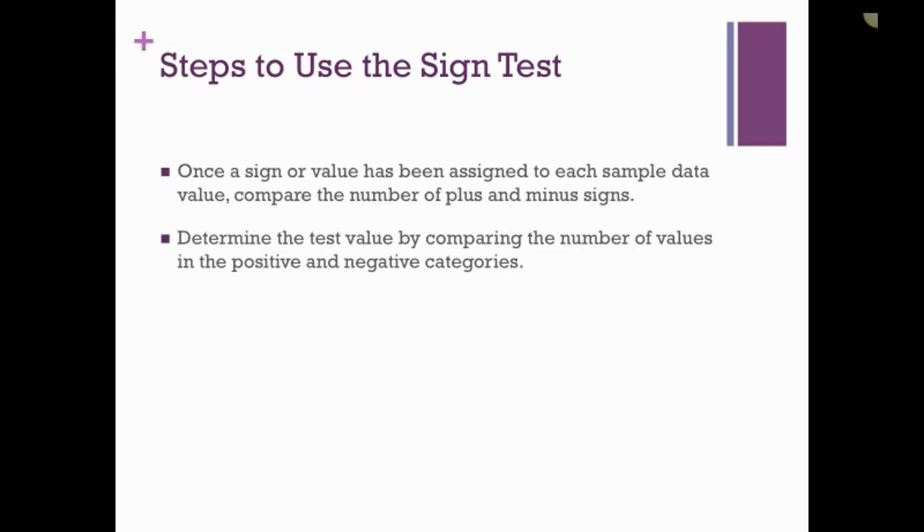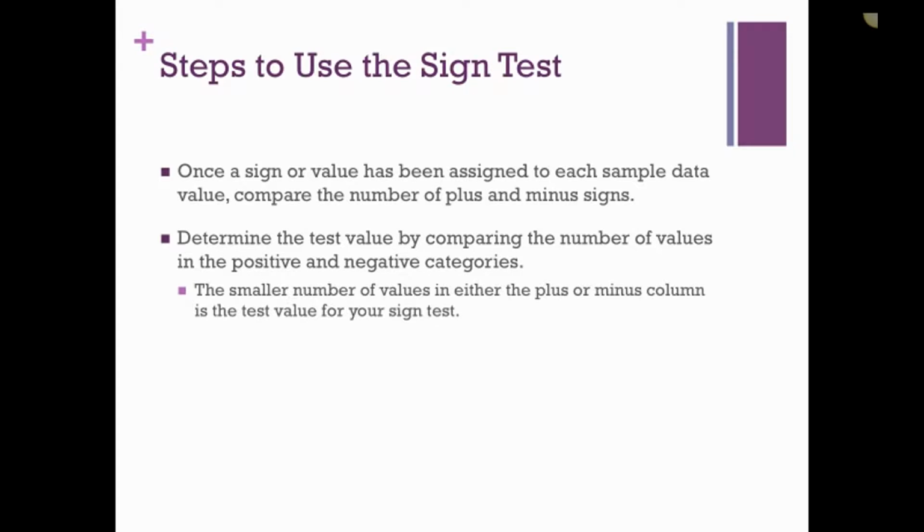And based on the number of positive and negative or plus and minus signs that you've got from your sample of data, you're going to determine what your test value is by comparing your positive and your negative column or category in your sample of data. Whichever category is smaller, that value is going to be used as the test value for your sign test.